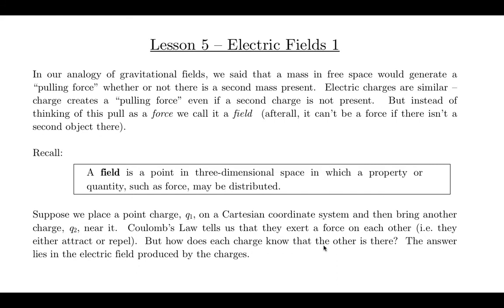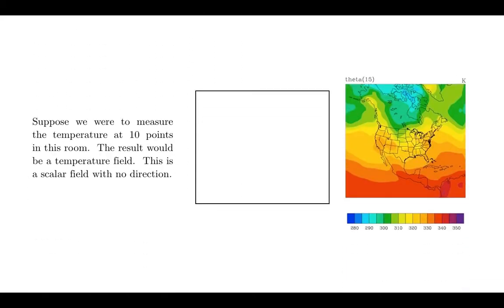Coulomb's law will tell us that they exert a force on each other, right? So they either attract or repel. But then there's more of an existential question: how does each charge know that the other one's there? And the answer is, because there's an electric field that's produced by both of these charges. And when each of them enters the electric field of the other, their fields change and they experience a force.